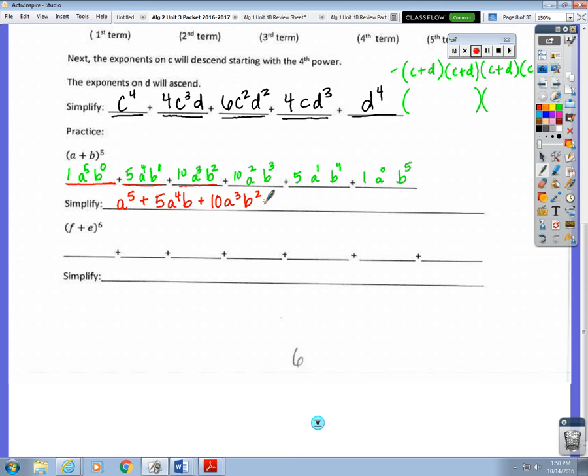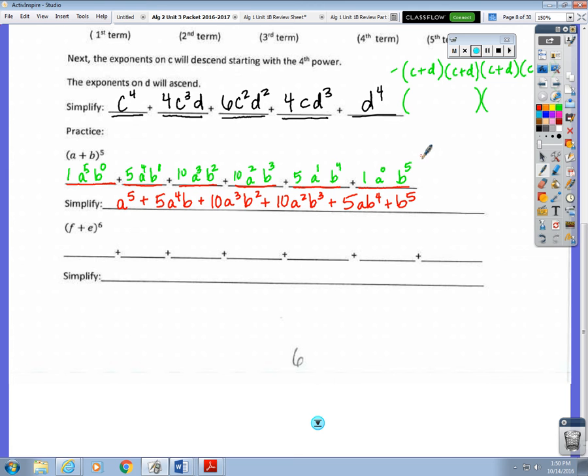Nothing would be understood. The next term. All of it again. Okay, the next term. No, you don't have to write that 1. So 5a, b to the fourth. And then the last term, just b to the fifth.